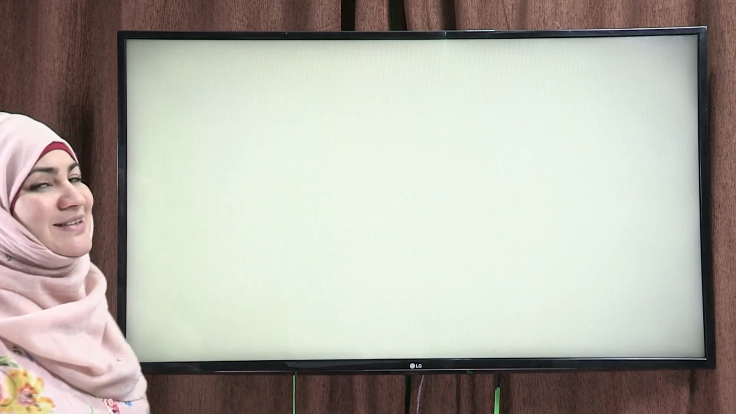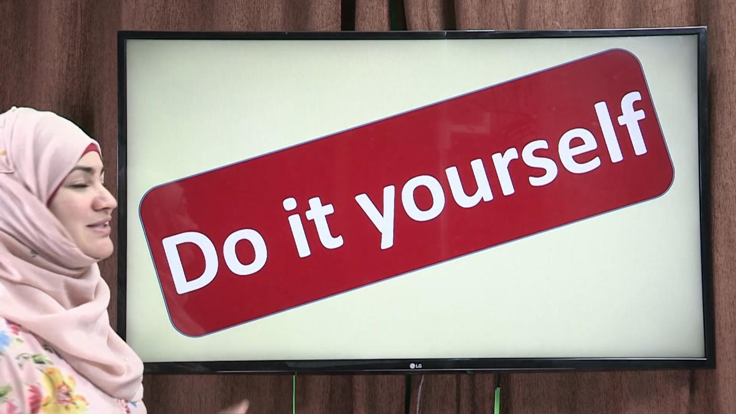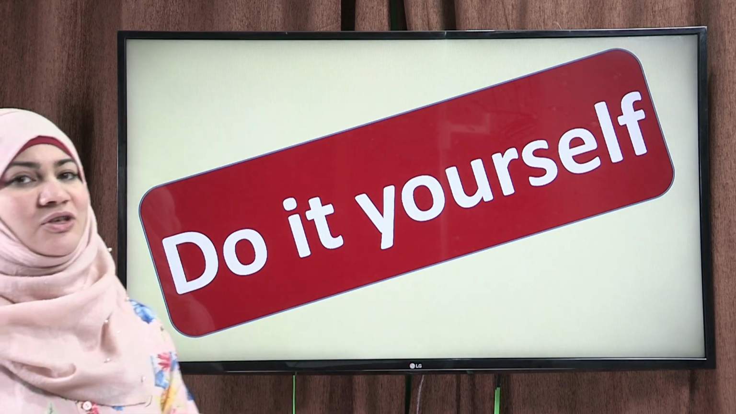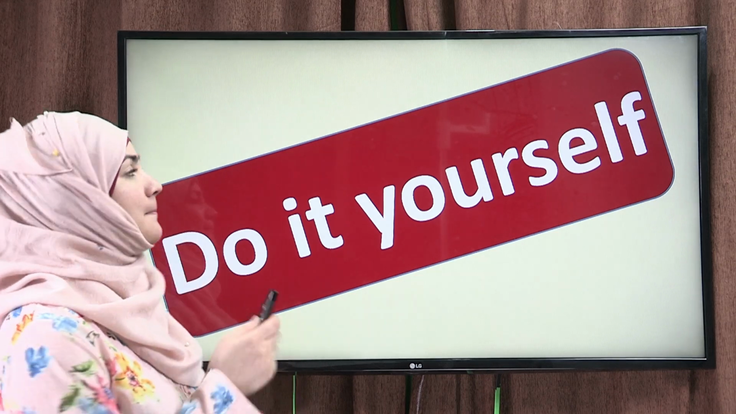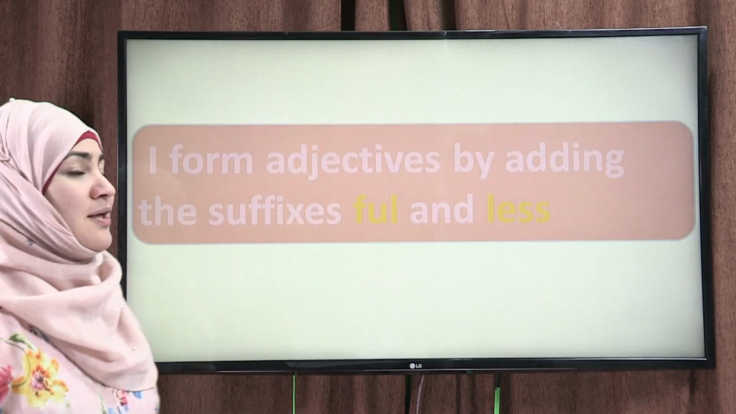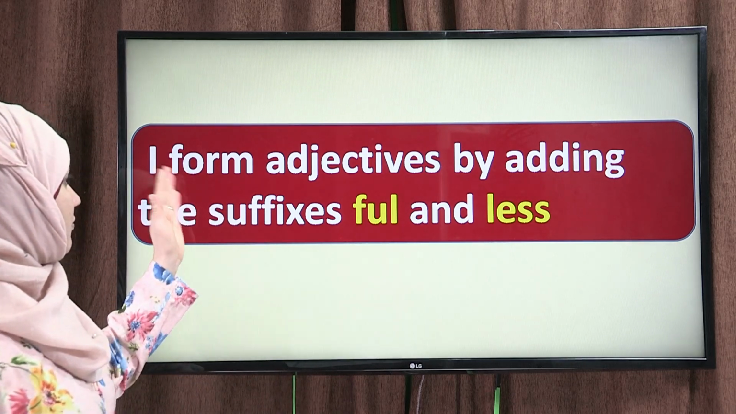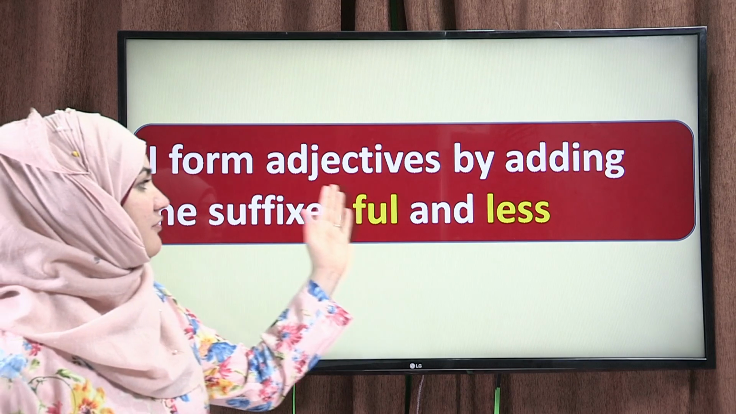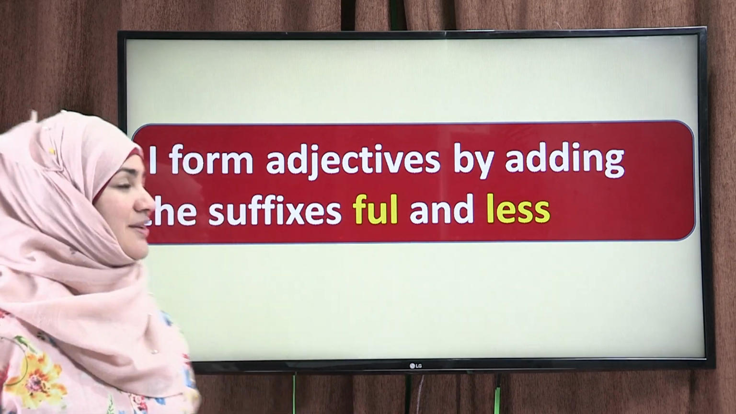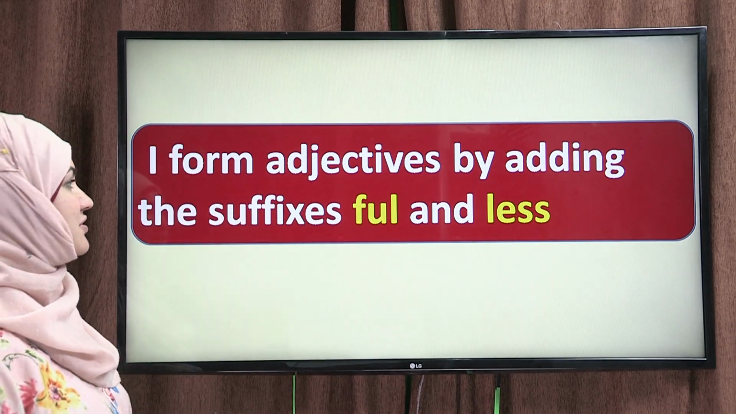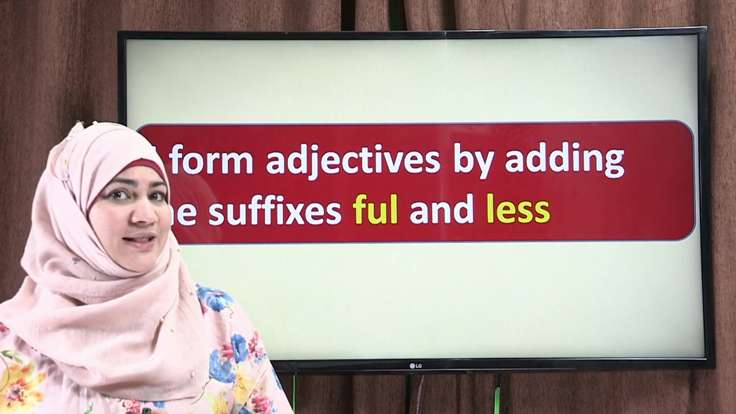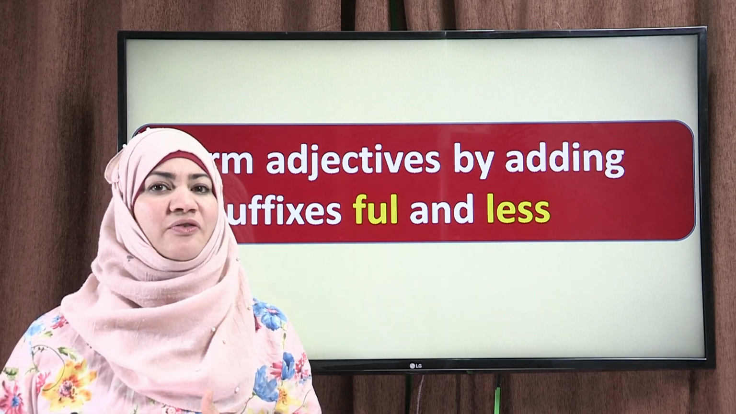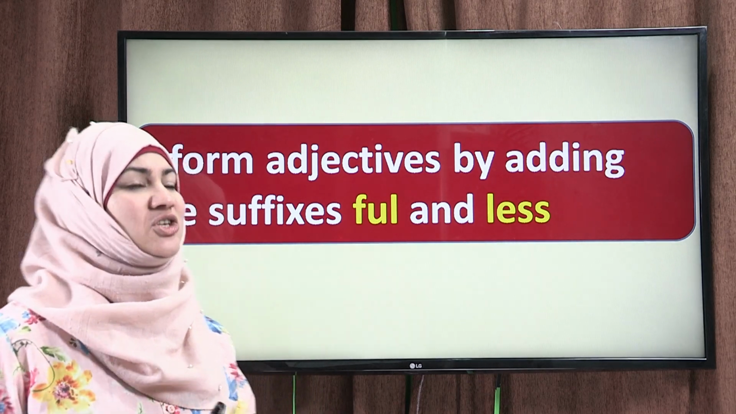The next point is Do It Yourself. We will practice together on forming adjectives using the suffixes full and less. We start. The question is: I form adjectives by adding the suffixes full and less. We see together what these adjectives are. How do we form the opposite and the adjective?